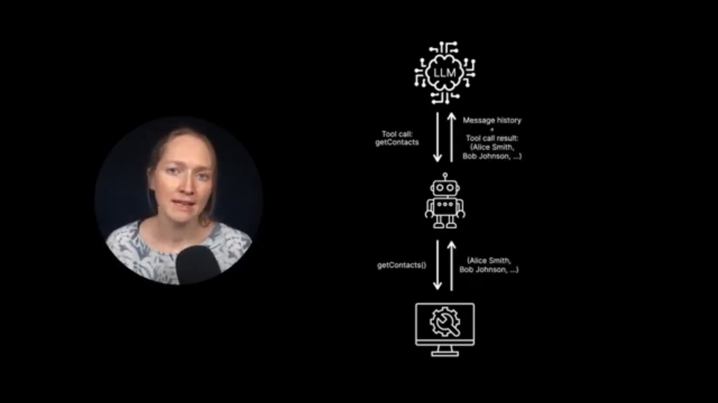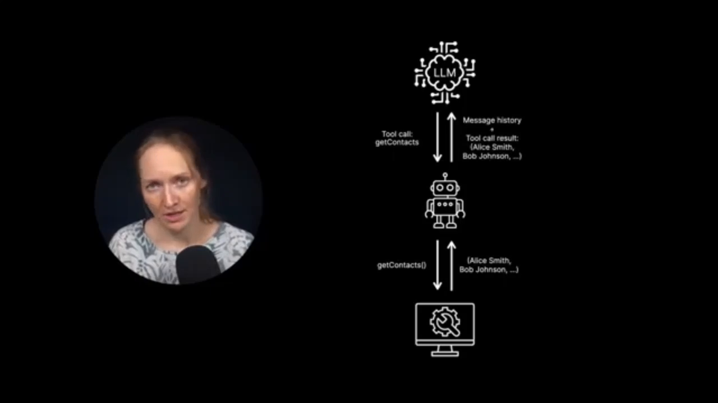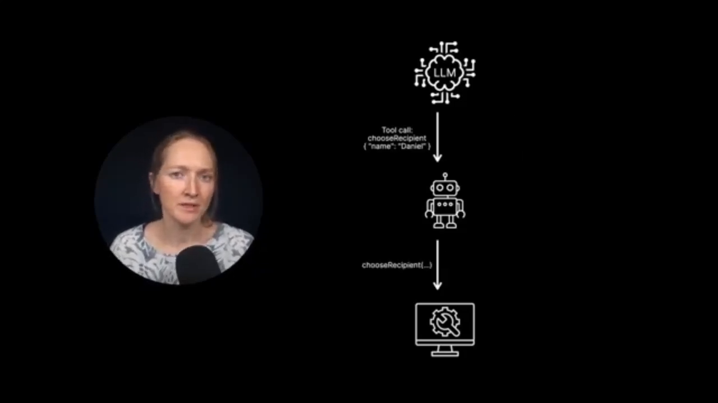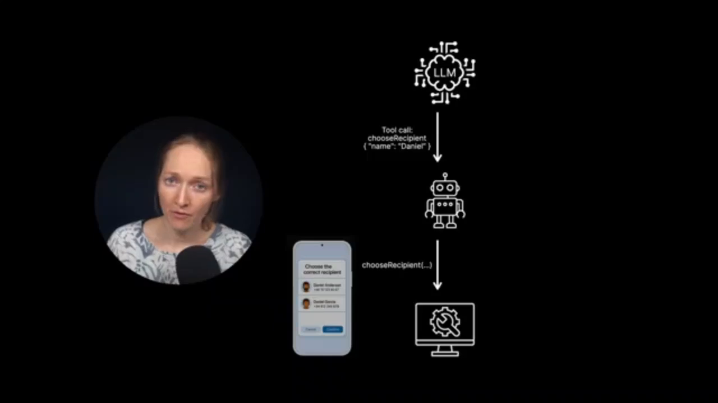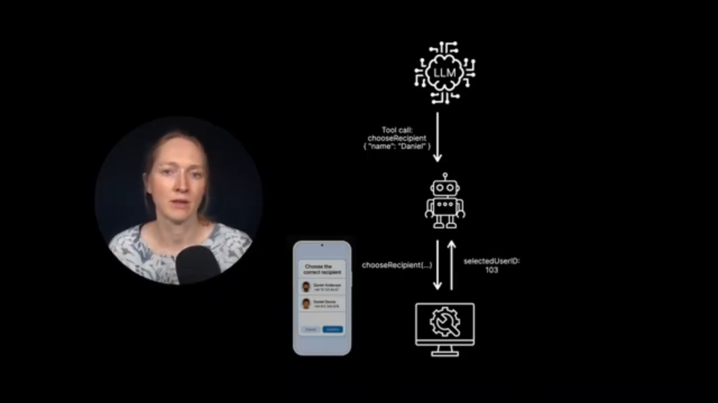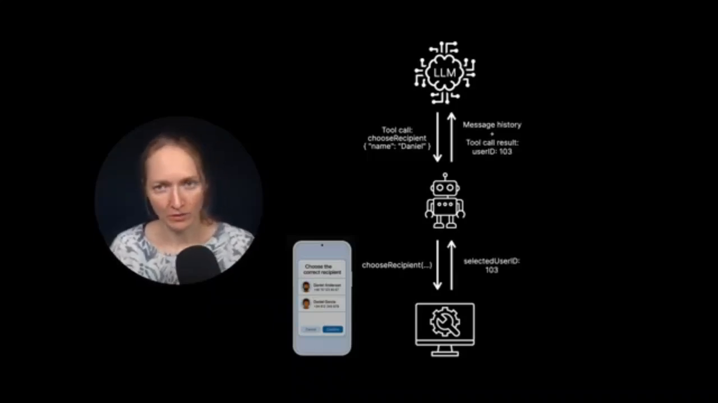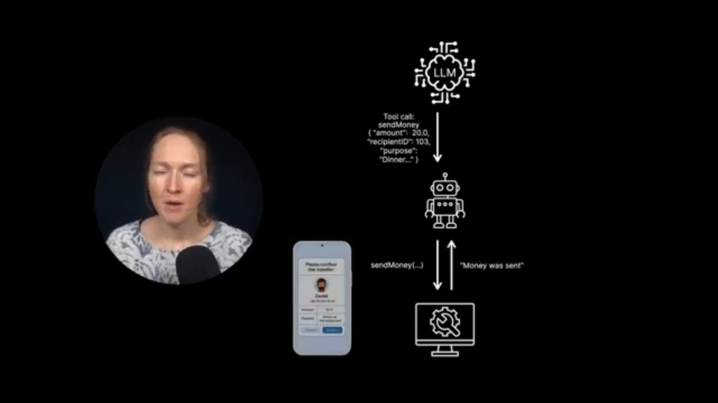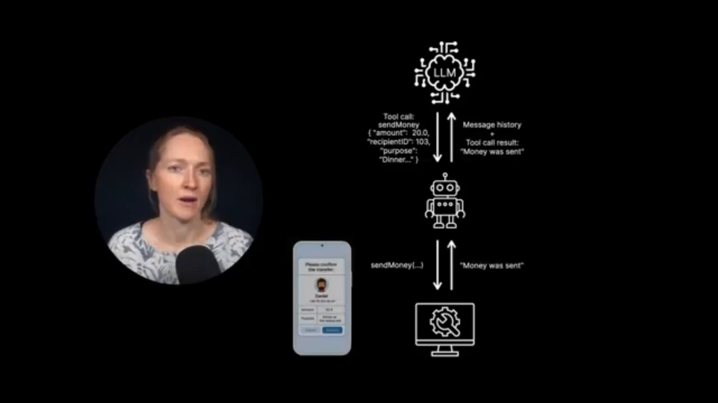The agent then sends the tool result along with the previous conversation history, so the LLM understands the context. The model sees that there are 2 contacts named Daniel, so it decides to call the choose recipient tool. That tool requires user input. The user confirms their choice, and we send the result back to the LLM, once again including the full history. Finally, the LLM decides to call the send money tool, providing the correct recipient ID as an argument.